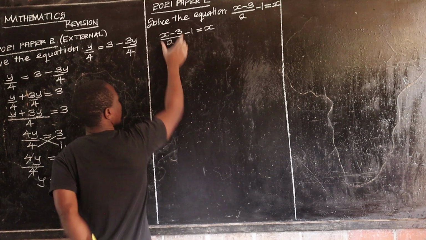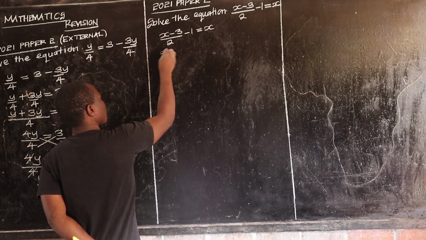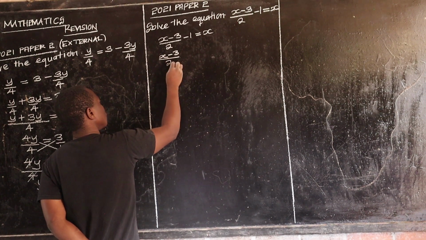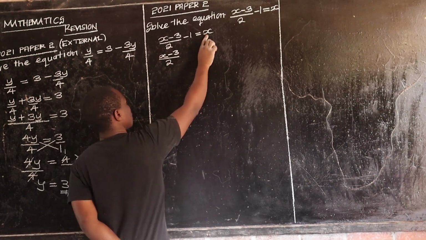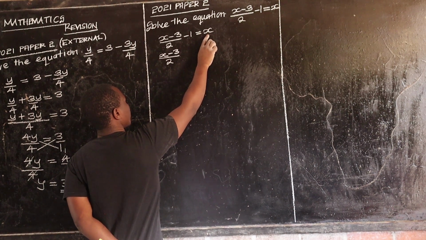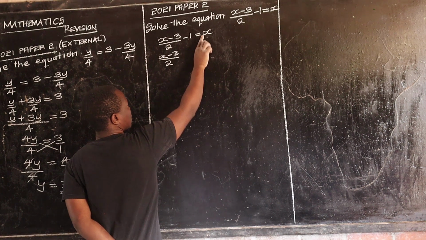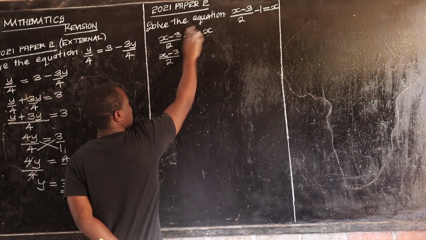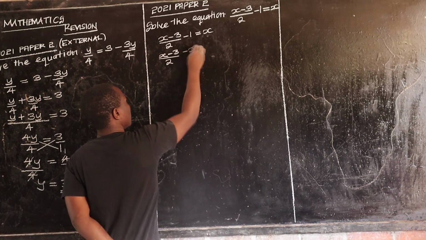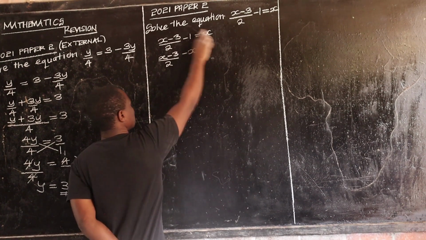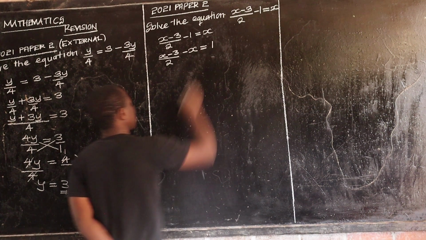So we have this x term, this one which is x minus 3 over 2. Now this one, it also has an x, so we can transpose it and move it to this other side. In this side it's positive, so when transposed it becomes negative x is equal to, then this is negative 1. When transposed, it's going to become positive 1 this side.